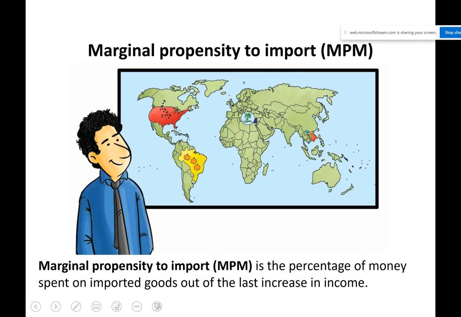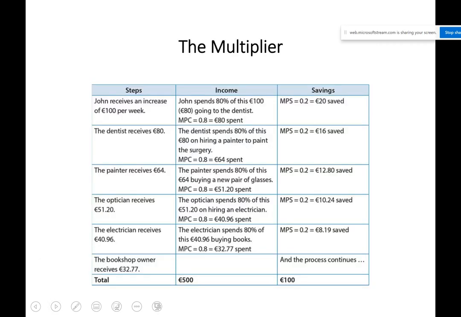Right. So there is marginal propensity to consume, marginal propensity to save, there's marginal propensity to tax, and then there's marginal propensity to import. So MPC, MPS, MPT, and MPM. The great thing is you don't have to remember all these because they are in the formula book in the maths tables. Okay. Essentially, this is what the multiplier is looking at.